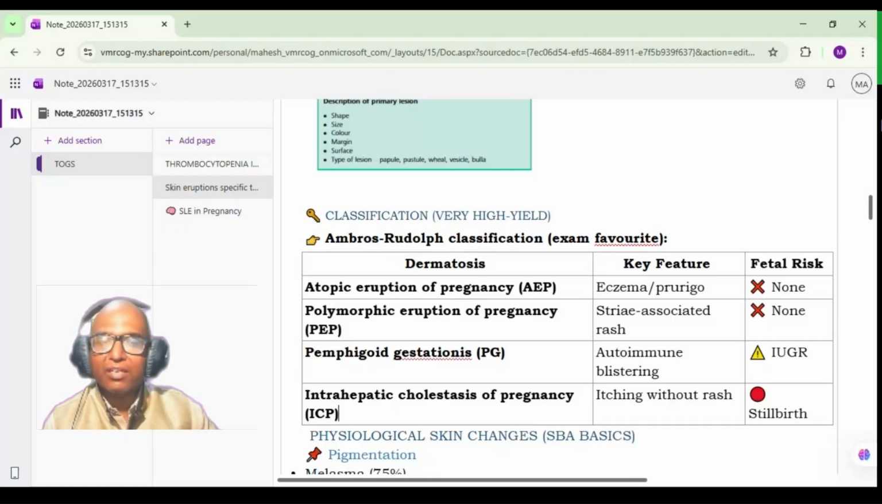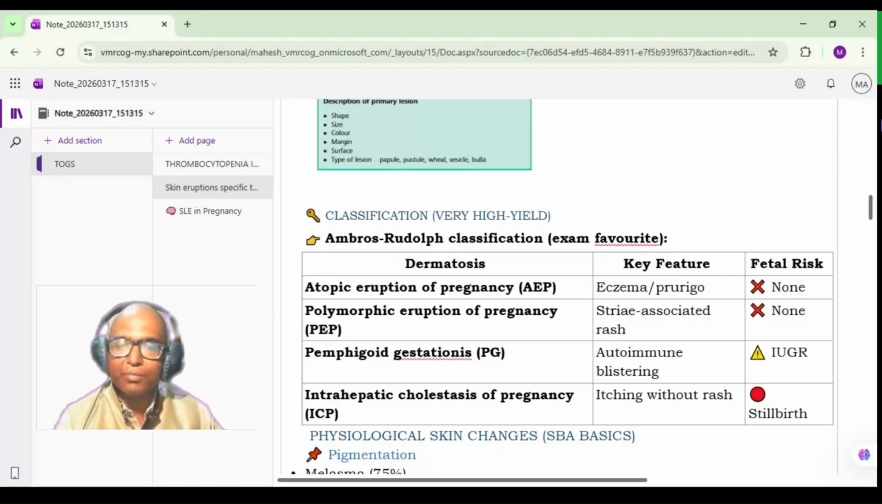The third one is a little dangerous. It is associated with the pemphigoid and gestational, that is what we call it. It is an autoimmune blistering condition and is associated with IUGR. Do remember that there is a fetal risk with pemphigoid.